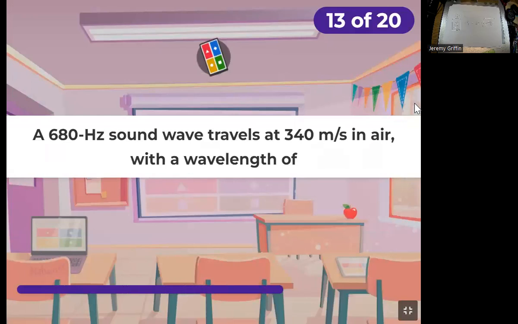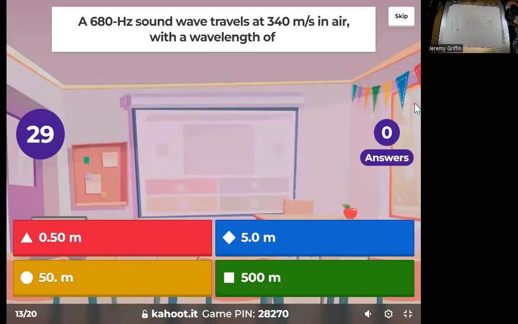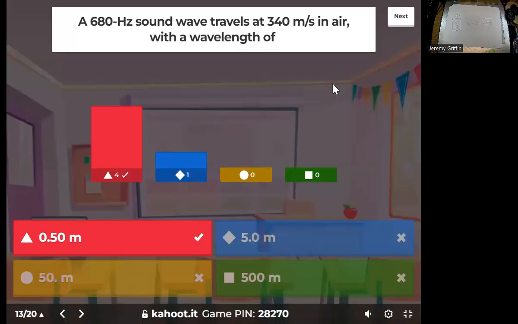A 680 hertz sound wave travels at 340 meters per second with a wavelength of what? Speed equals wavelength times frequency. 340 meters per second equals how many meters times 680 hertz? What is 340 divided by 680? It's that many meters. Yeah, half a meter.